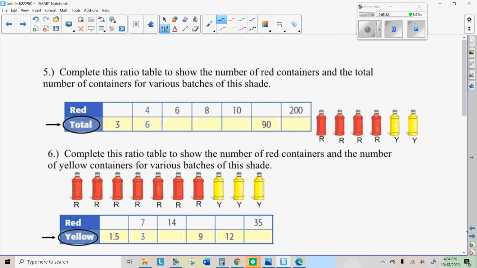So we're going to complete this ratio table to show the number of red containers and the total number of containers for various batches of this shade. So the one I just did, we had 9 red.